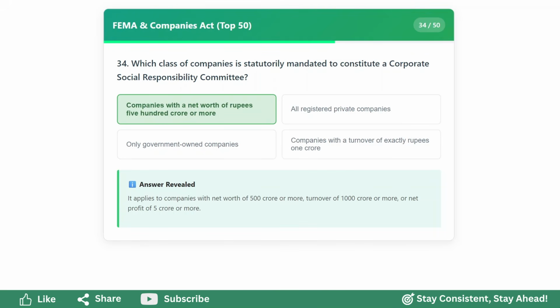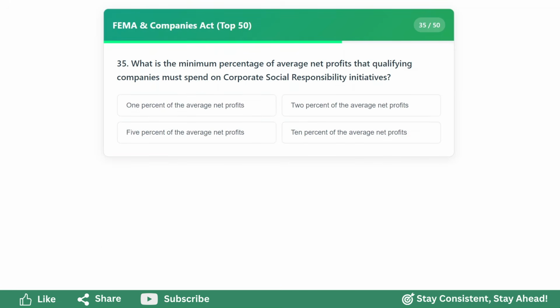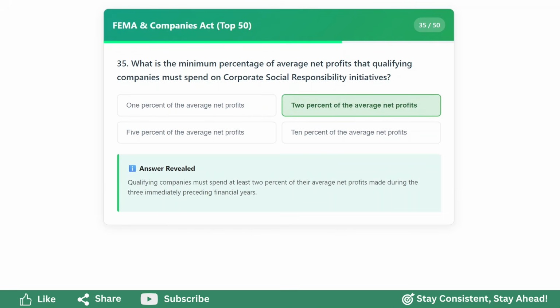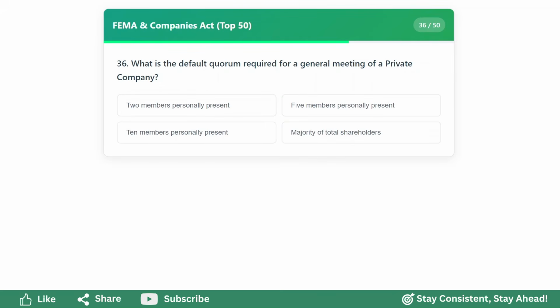Companies with a net worth of rupees 500 crore or more. What is the minimum percentage of average net profits that qualifying companies must spend on corporate social responsibilities initiative? 2% of the average net profits. What is the default quorum required for a general meeting of a private company?